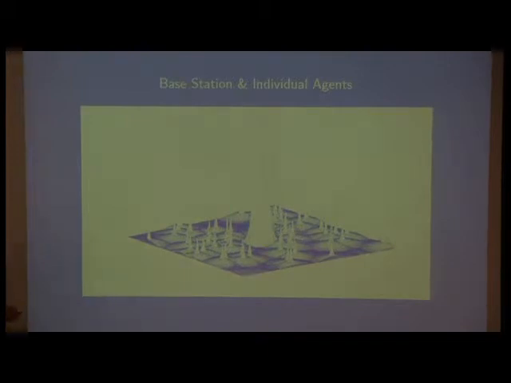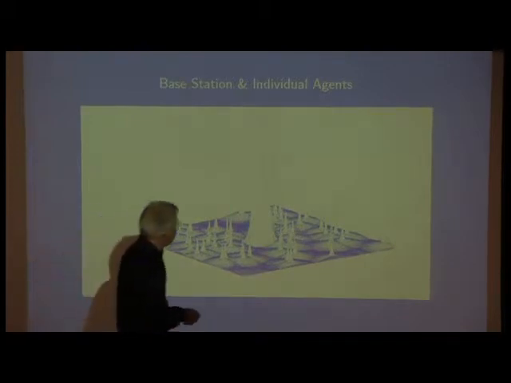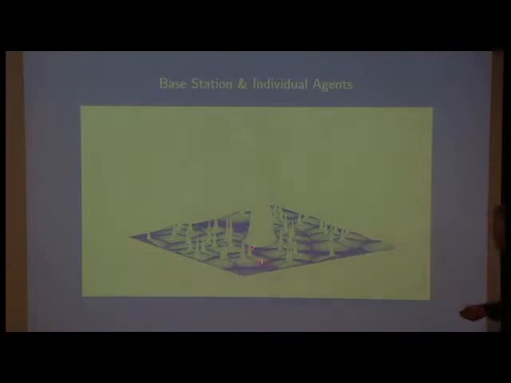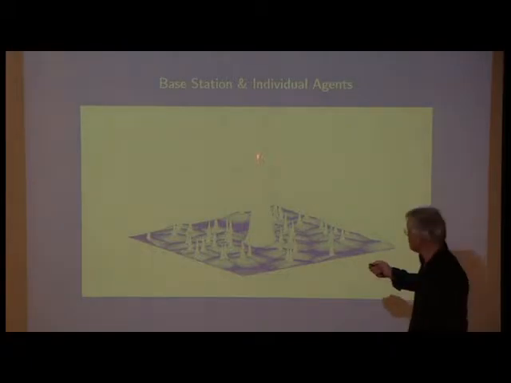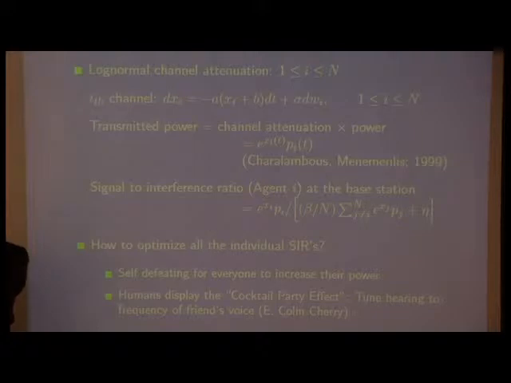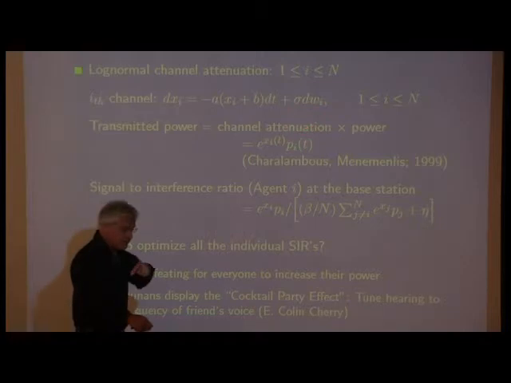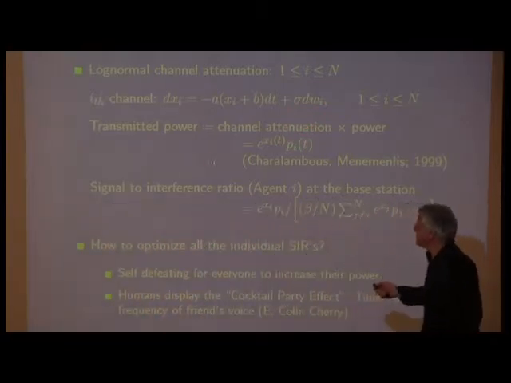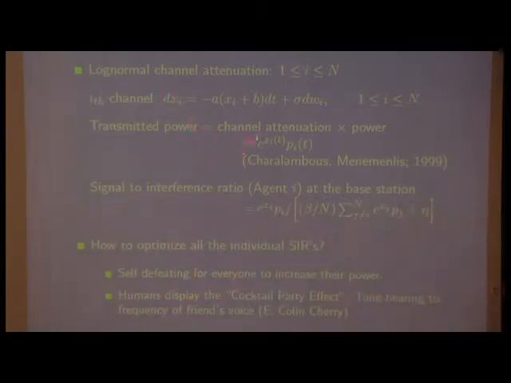So this picture, which is a bit faint in this projection, is supposed to indicate a group of CDMA cell phone users and a base station on a tower, which is almost invisible here. Now, the problem is that the agents have got a noisy channel connecting them to the base station, and the quality of the channel is measured by this stochastic differential equation.